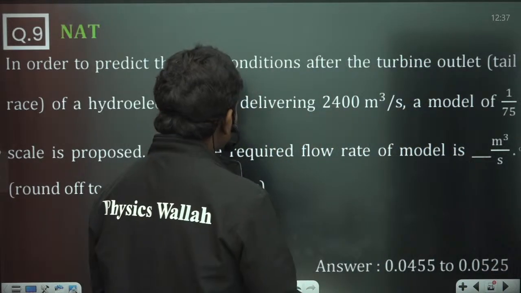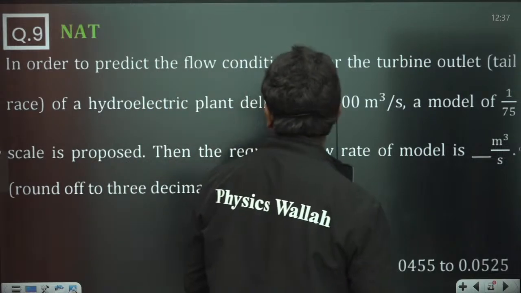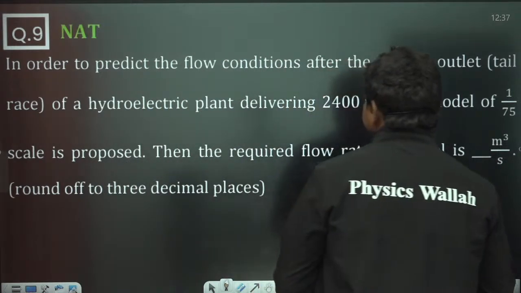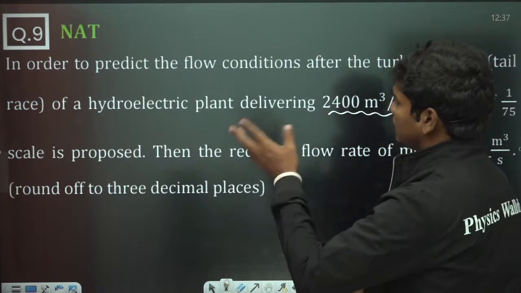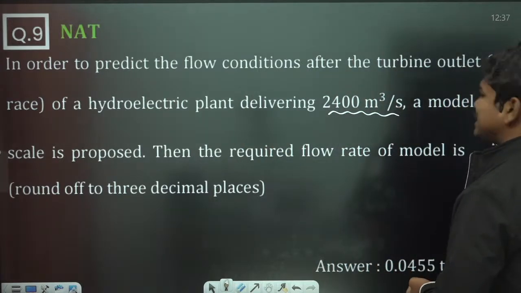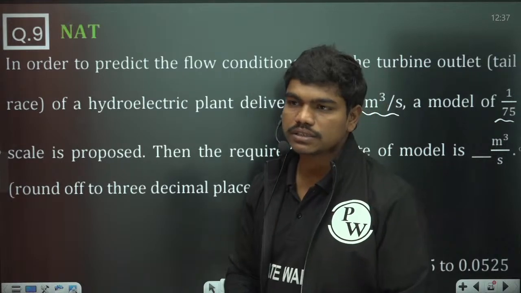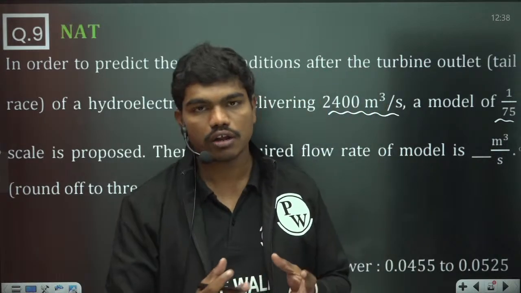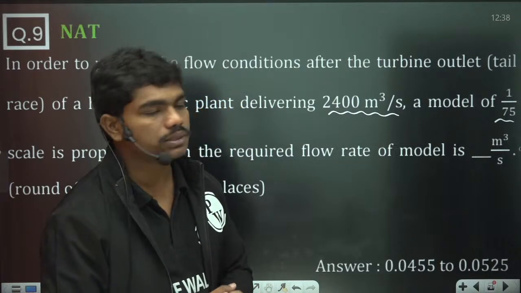In order to predict the flow conditions after the turbine outlet, which is called the tailrace, of a hydroelectric power plant basically delivering 2400 meter cube per second. So this is the discharge in the actual power plant. A model of 1 by 75 scale is proposed. So basically, in order to do some experimentation, a 1 by 75 scale model of this power plant is suggested. Then the required flow rate of the model is dash meter cube per second.